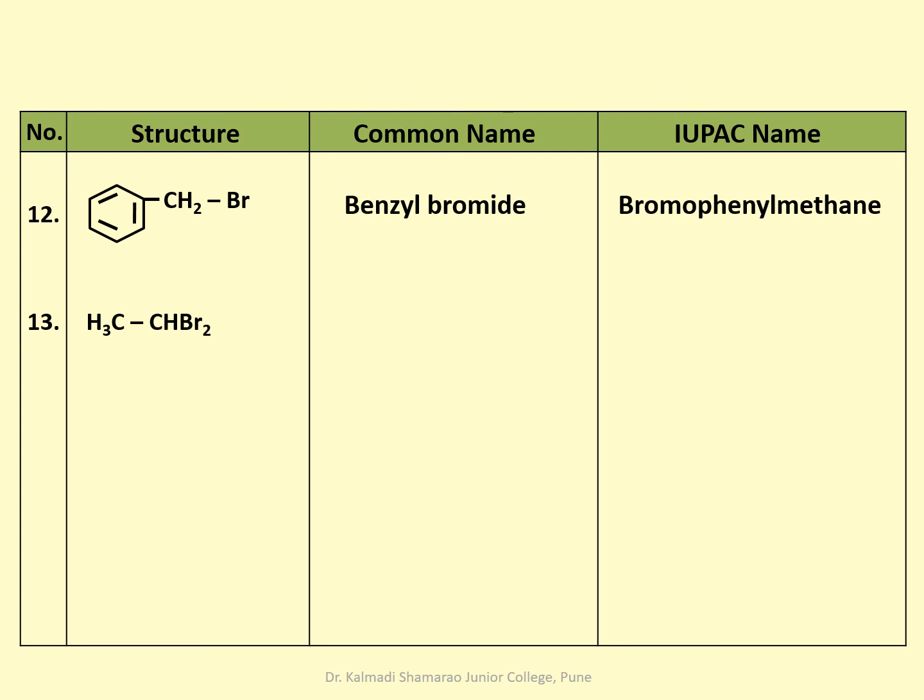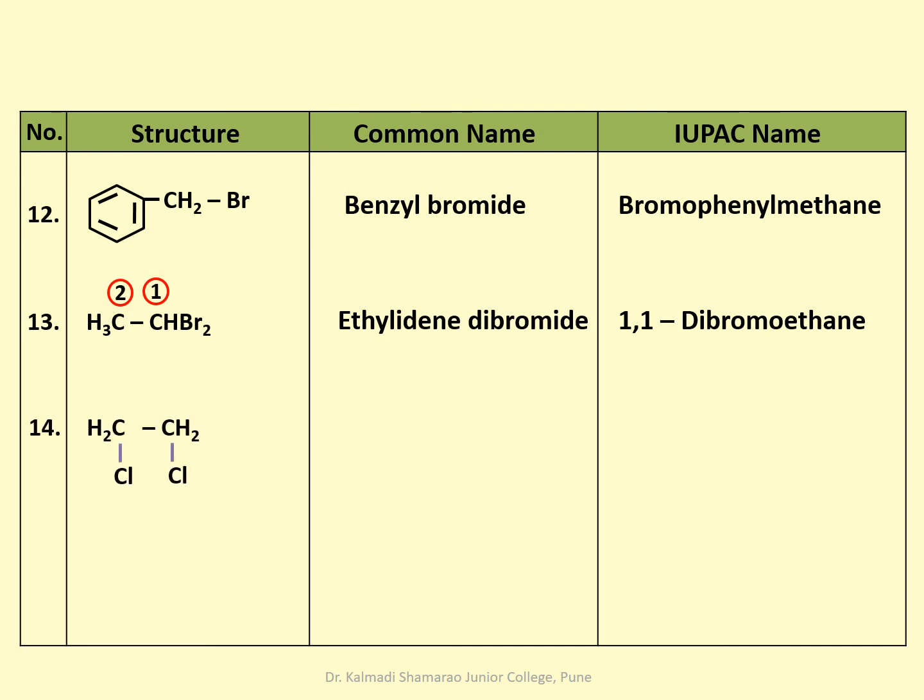This is a dihalogen derivative. 2 bromine atoms are present on the same carbon atom. Hence, it is a geminal dihalide. So the common name is ethylidene dibromide and the IUPAC name is 1,1-dibromoethane.